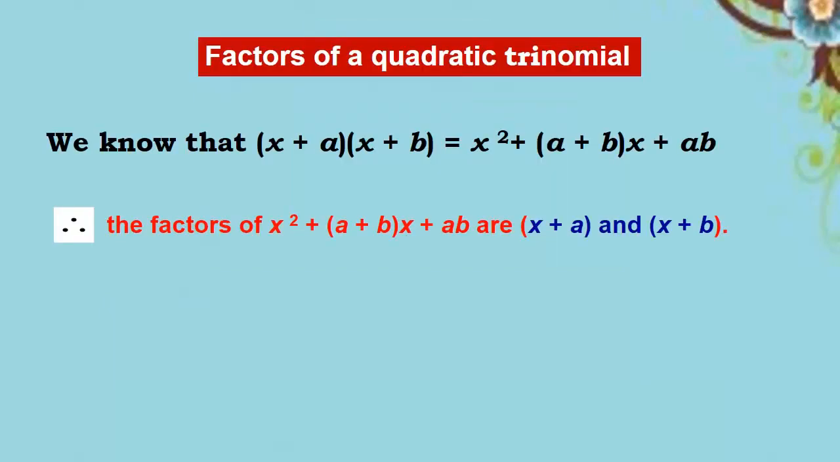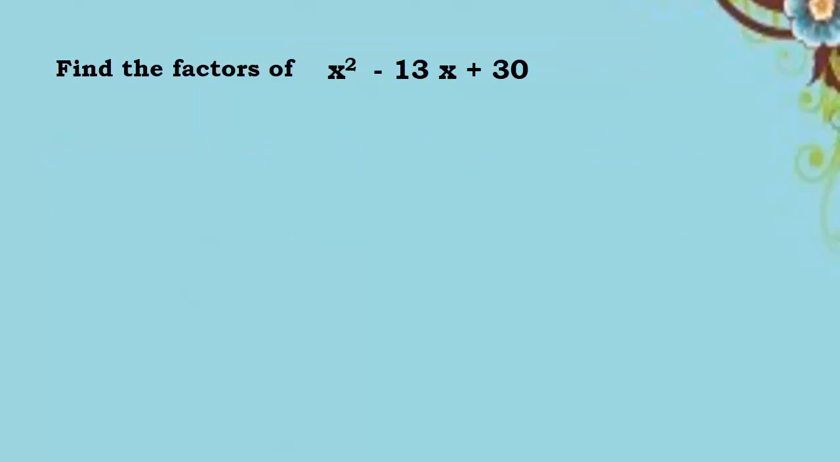Children, in the last lesson we have studied that x plus a into x plus b is equal to x square plus, into the bracket, a plus b into x plus ab. Now while expanding this, if you see the reverse of this, that means we can say the factors of x square plus a plus b into x plus ab are x plus a into x plus b. Now let's take an example. Find the factors of x square minus 13x plus 30.